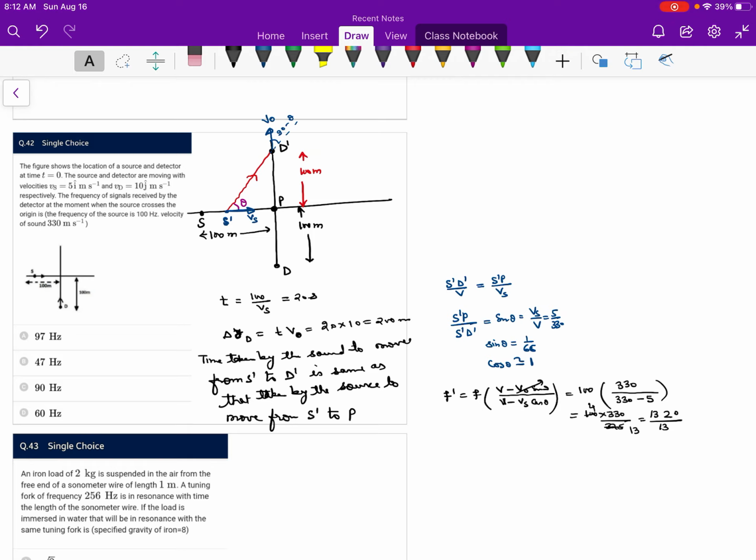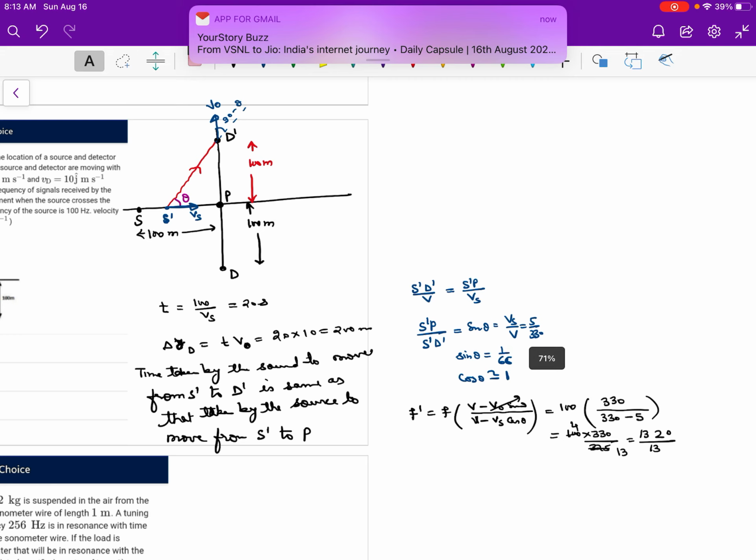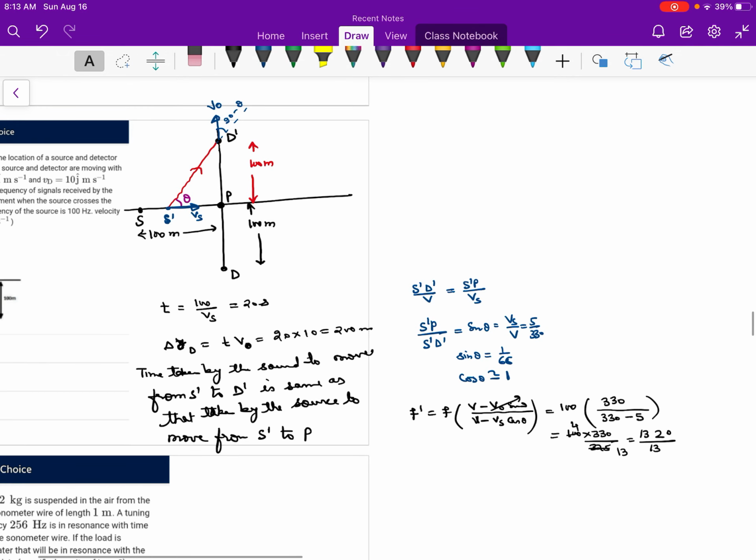So this is 330 minus V minus Vo sine theta. Vo sine theta is equal to... sine theta is equal to 1. Oh, I have substituted wrongly. Cos theta is S dash P upon S dash D dash. This is cos theta. Actually, I have written wrongly as sine theta. This is cos theta.